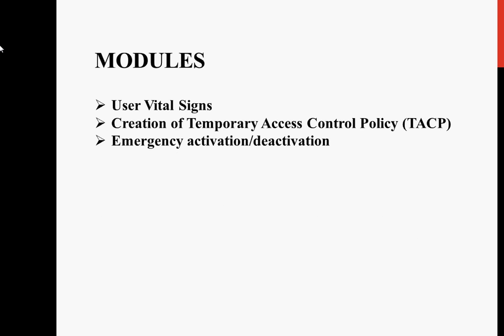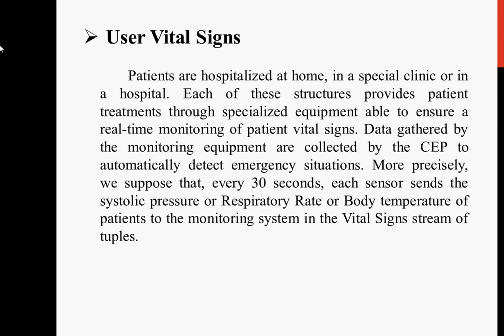The model description of the project. We have a few modules: user vital signs, creation of temporary access control policy TACP, and emergency activation and deactivation. User vital signs. Patients are hospitalized at home, in a special clinic, or in a hospital. Each of these structures provides patient treatments through specialized equipment able to ensure real-time monitoring of a patient's vital signs.